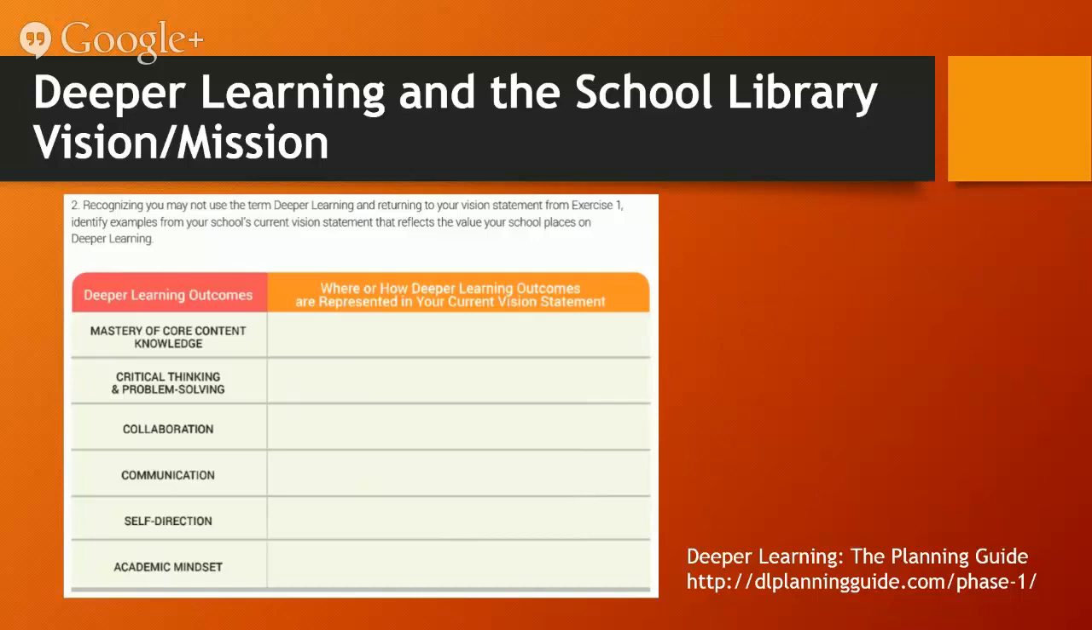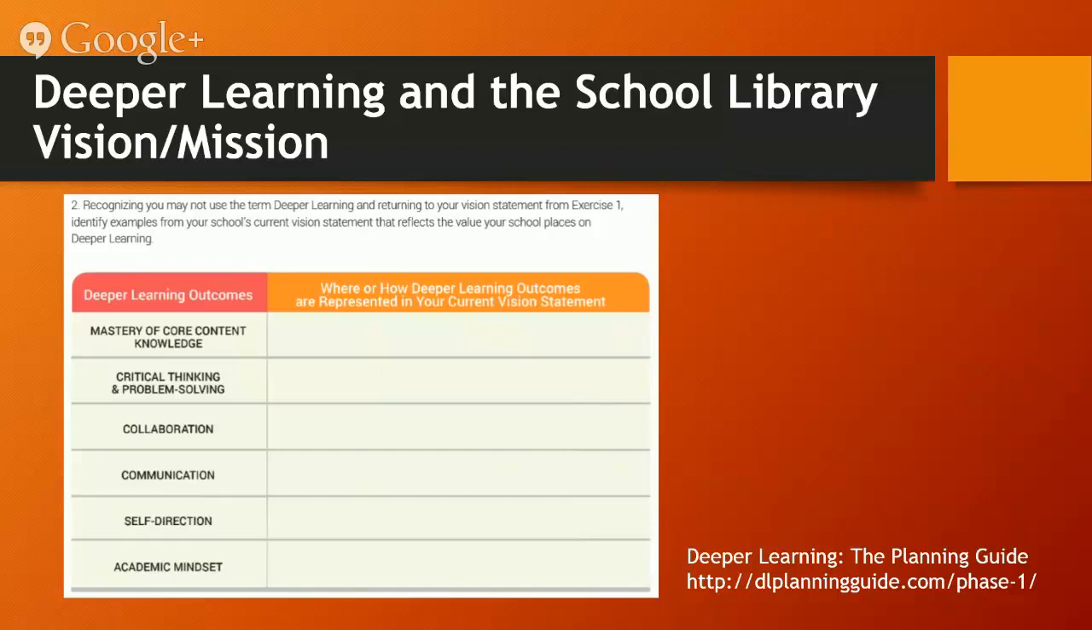If you've already watched the Digital Media Blast number 4 on vision and mission from a couple months back, you might already be thinking about these connections between what school libraries do and deeper learning principles. You can use this graphic organizer to reflect on how you're already supporting deeper learning outcomes through your school library program.